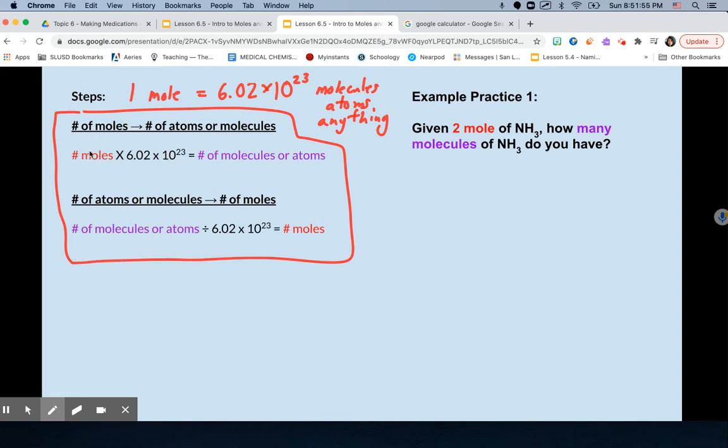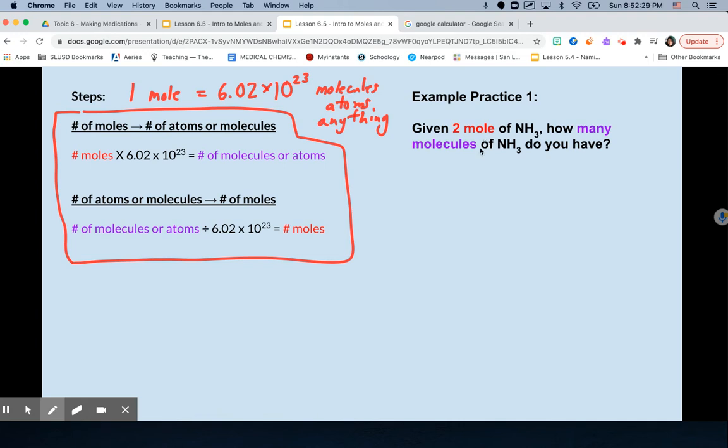So I didn't write it in red, but mainly you need to know that if I'm going from number of moles to atoms or molecules, I'm taking the number of moles and multiplying it by 602 sextillion, and that will give me the number of molecules or atoms. If I'm given the number of molecules or atoms, I'm going to divide by 602 sextillion to figure out the number of moles, right? Same thing that I did mathematically with a dozen.